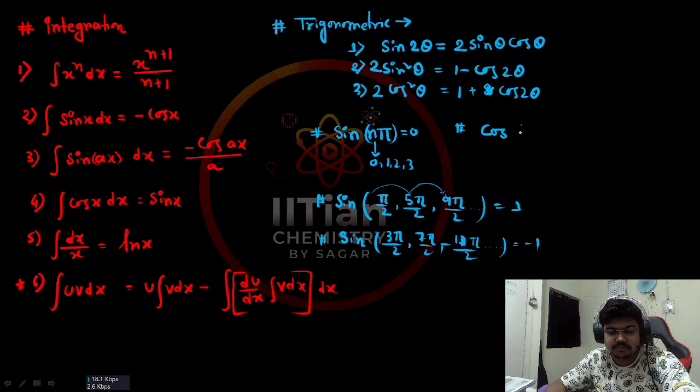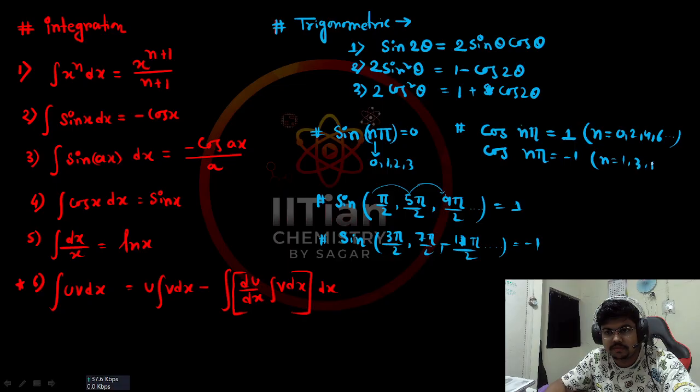Now cos n pi equal to 1 when n equal to 0, 2, 4, 6, like this. So cos even pi equal to 1, and cos odd pi equal to minus 1 when n equal to 1, 3, 5. So cos even pi equal to 1, cos odd pi equal to minus 1. Okay, got it.